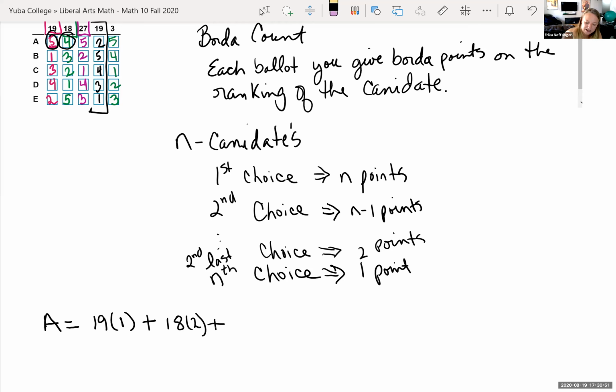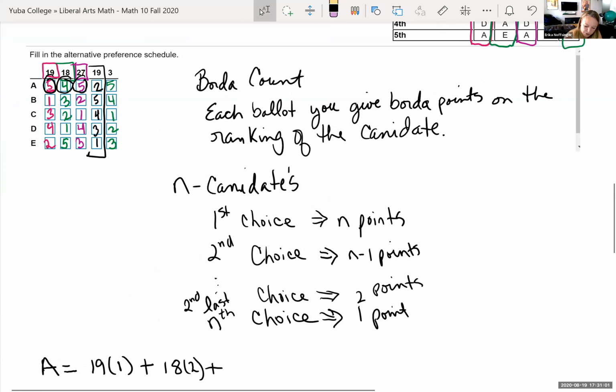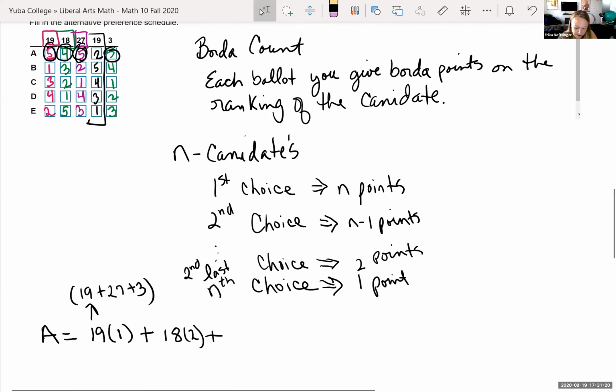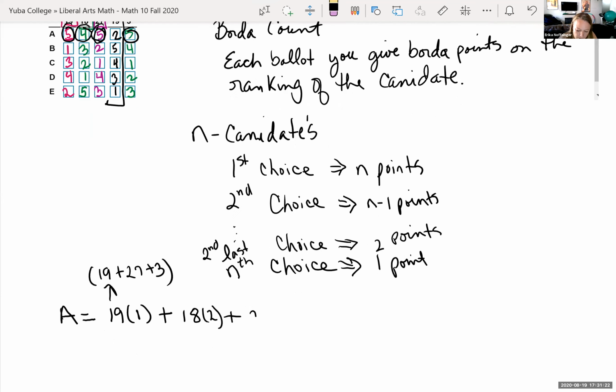Okay, so here, there's another group ranking A as last, 27 of them. So this is where I could have, in this case, summed all my last ones. Looking at A, they got last for 19 people, plus these 27 people, plus they're also last here for 3 people. Or, like I just did, there's 27 that said they were last. So that would be times 1.